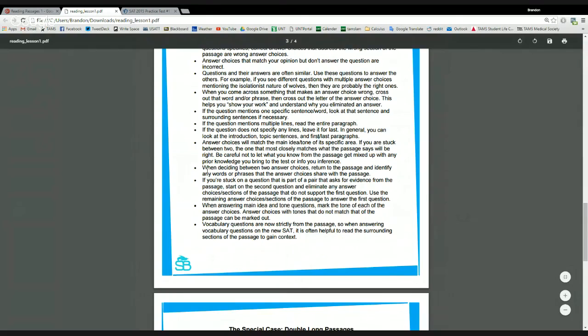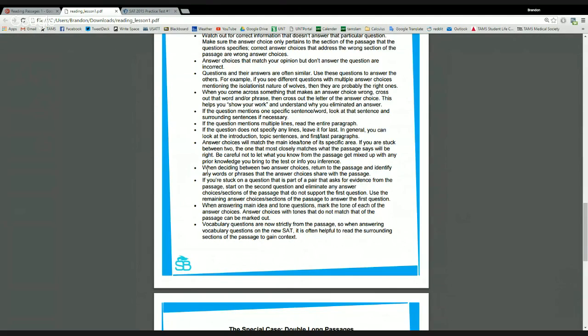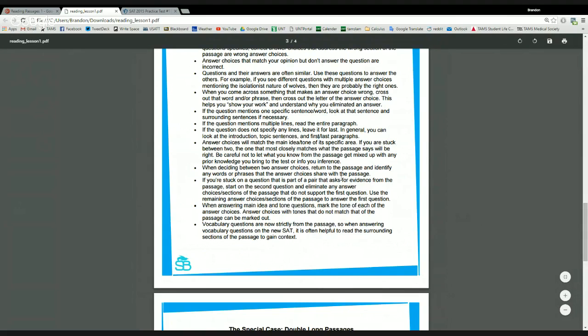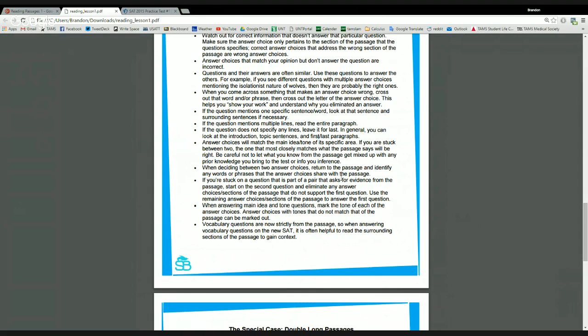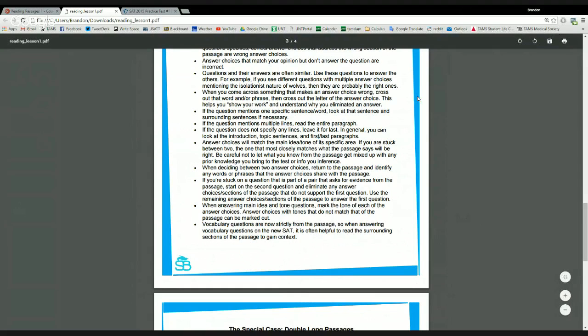When deciding between answer choices, return to the passage and identify any words or phrases that the answer choice shares with the passage. Usually you get to two answer choices that are quite similar, and you don't know how to answer it. First of all, you want to go back to the text and make sure that every single word in the answer choice is said in the text, or that it doesn't come from your opinion. It can be seen straight from the text. So that's a good way to show your work and make sure you don't answer the question incorrectly.